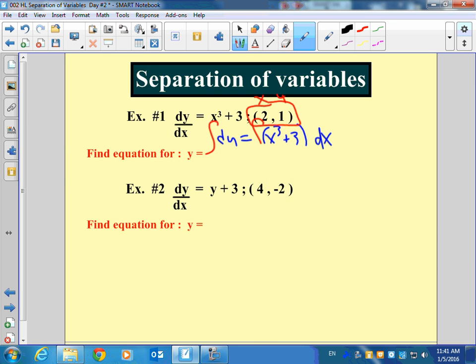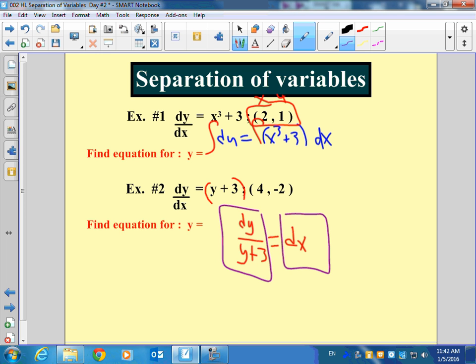Okay. So now the next thing we're going to do is throw y into the mix. Now when I throw y into the mix, we're not going to be quite as quick to separate. I'm going to put the dx here, but because this is a y plus 3, I'm going to take the y plus 3 and put it below the dy and move the dx to this side. Might be counterintuitive, but it'll work. So now separation of variables means on this side are y's, on this side are x's. So then you take the integral of both sides.